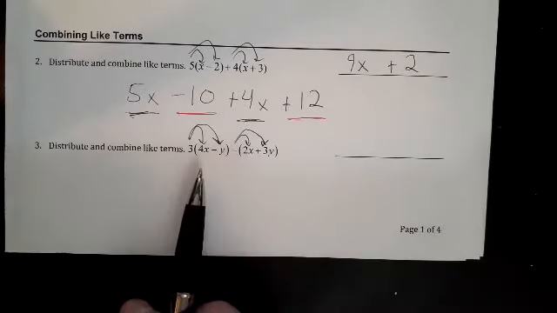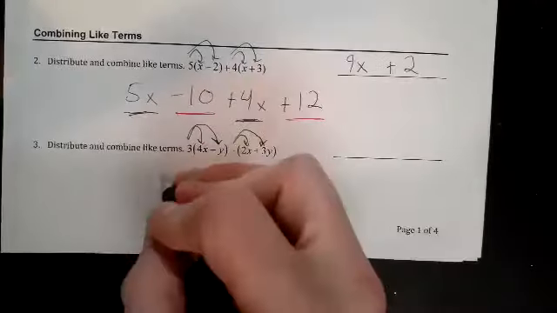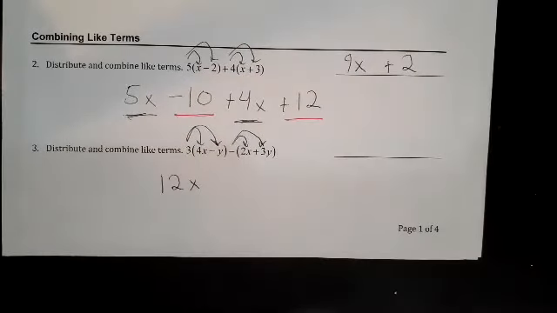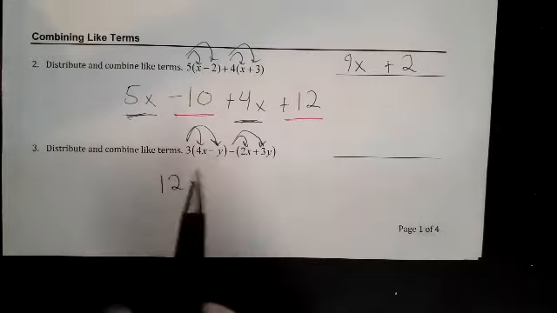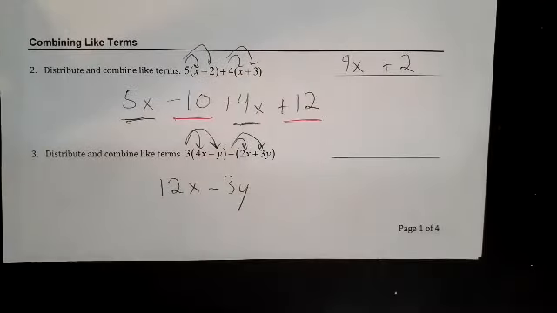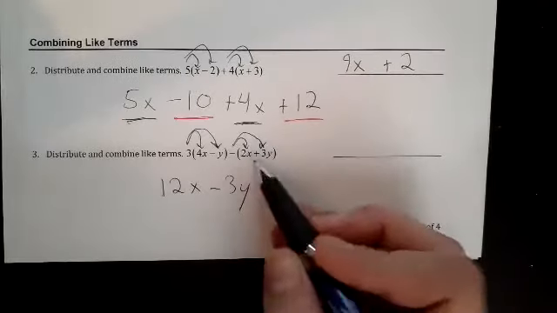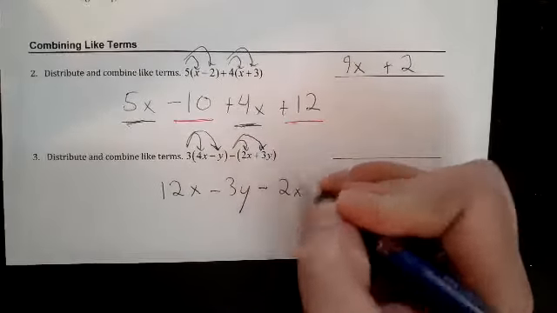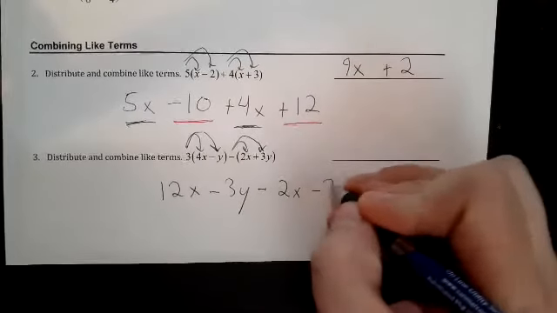Okay, so 3 times 4x, that's going to give me 12x. And if I do 3 times a negative y, that's going to give me minus 3y. And now I'm distributing this negative. So I distribute the negative. I have a minus 2x. And I have a minus 3y.